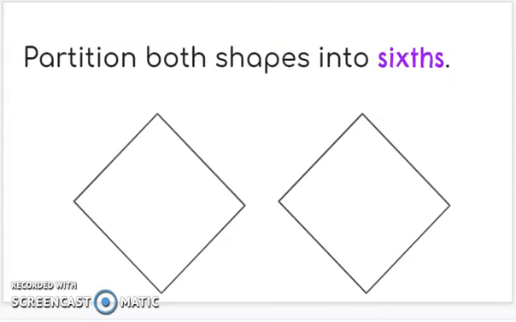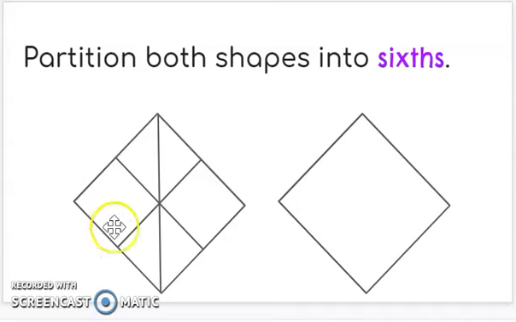All right, what I need you to do with these shapes is to partition both shapes into sixths. Pause the video until you have both of them into sixths. Now let's check your work. Here are some of my first tries. This was the first try to make this shape into sixths.